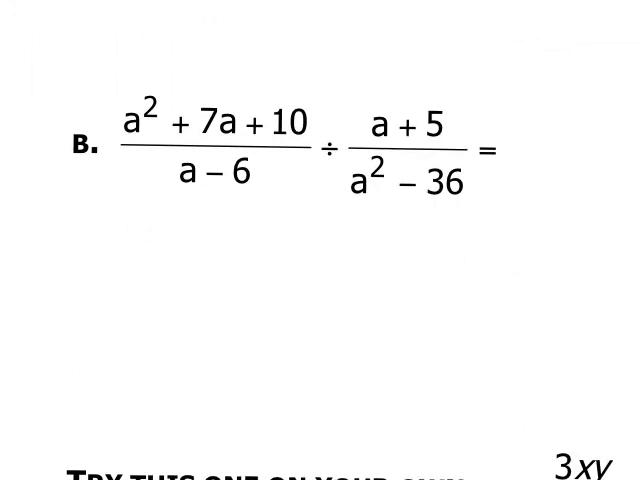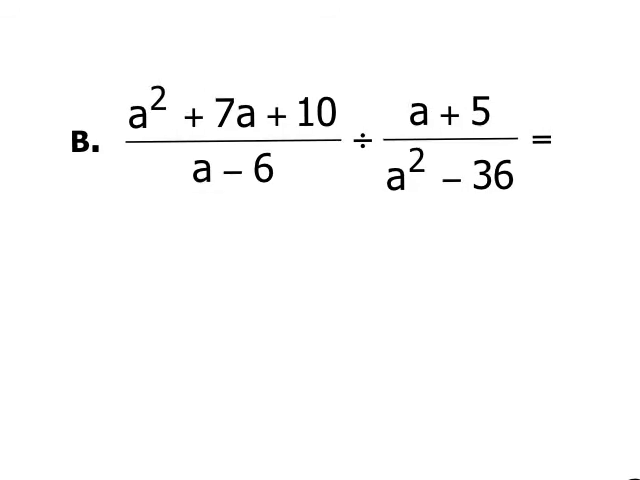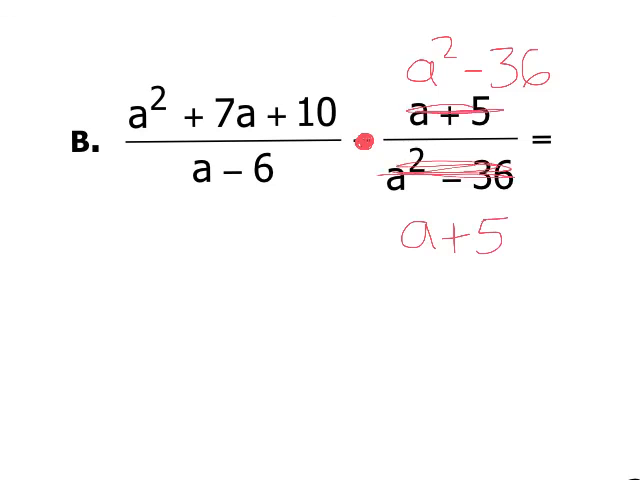So let's do B together. Let's do B. The first thing I need to do is make it into a multiplication problem. And how do I do that? You flip the second fraction. So I change it to multiplication. I put a multiplication dot over my division dot. A squared minus 36 goes up top, and A plus 5 goes down on bottom. So I get rid of those two pieces. Now I have a multiplication problem just like I did up above.